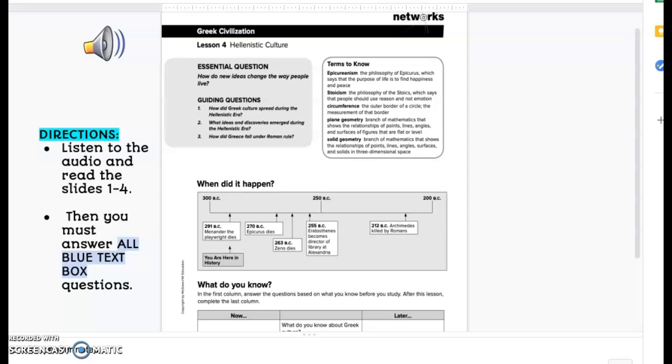When did it happen? 291 BC, Menander, the playwright, dies. We are here in history. 270 BC, Epicurus dies. 263 BC, Zeno dies. 255 BC, Eratosthenes becomes director of the library at Alexandria. 212 BC, Archimedes killed by Romans.